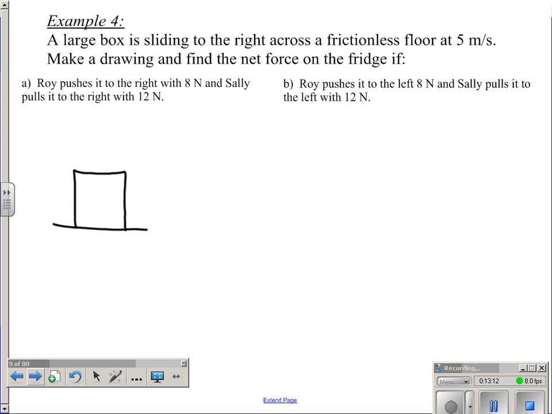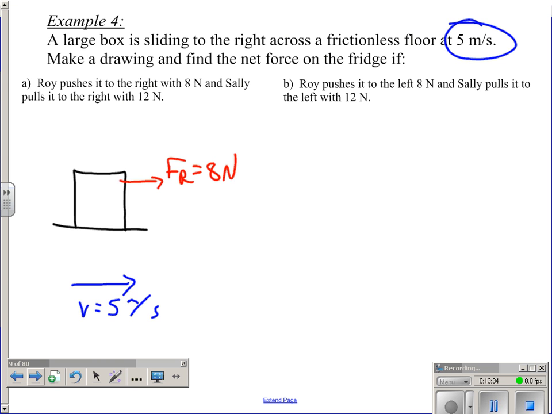So that's a velocity, right? 5 meters per second is a velocity. So when I draw my velocity arrow, remember, it does not touch the object. I'm going to label it velocity equals 5 meters per second. So there's my velocity. Now on to the forces. It says Roy pushes it to the right with 8 newtons. So here's my force of Roy, 8 newtons.